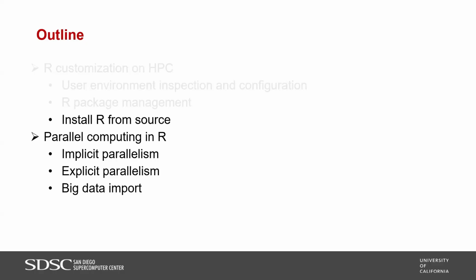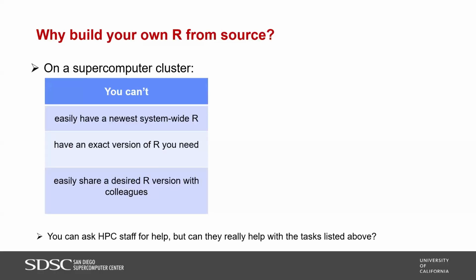Okay, so next we are going to talk about installing your own R from source on the HPC system. So why do you need to build your own R from source? Because on an HPC cluster, you cannot easily have the newest system-wide R, because R releases minor versions very quickly, every few months it has a newer minor version. So on most HPC clusters, you cannot get the newest one.